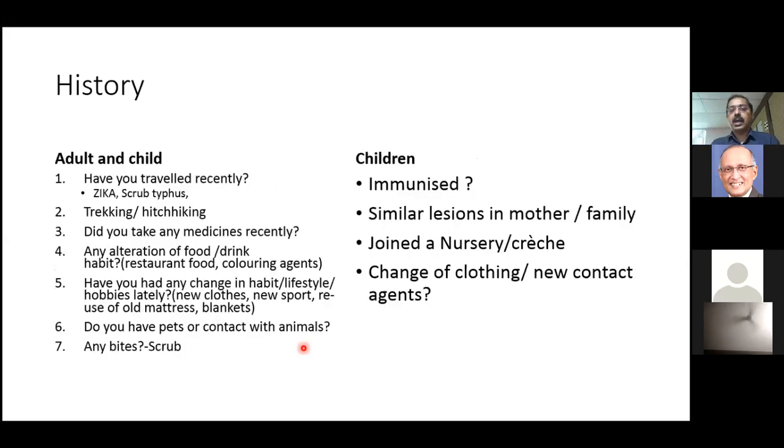Now coming to the age of the individual. In an adult and child, it is also necessary that you ask whether the adult has traveled elsewhere. Somebody who has gone abroad and picked up a Zika virus may be presenting with just a maculopapular rash. So air travel or travel to exotic destinations or locations, like the patient has gone for a trekking or a hitchhiking. Or you should ask the patient if they have taken any medicines recently, which he or she may not remember.